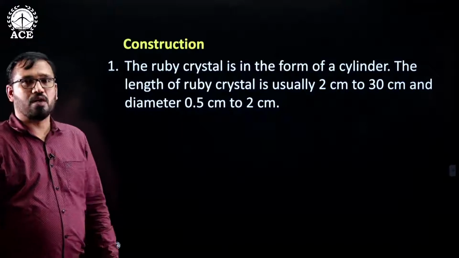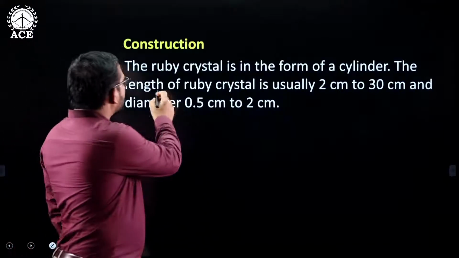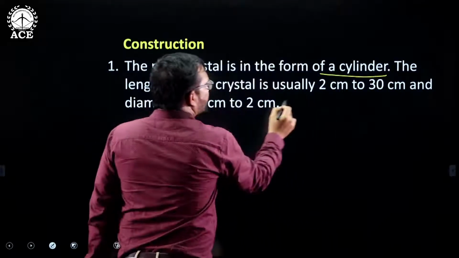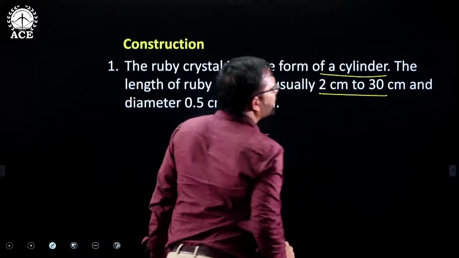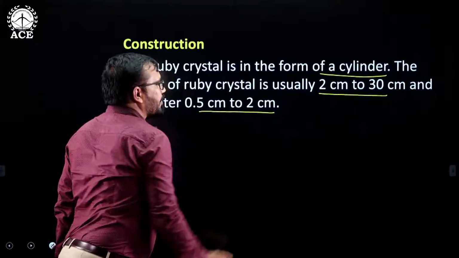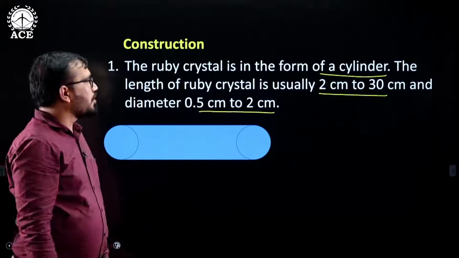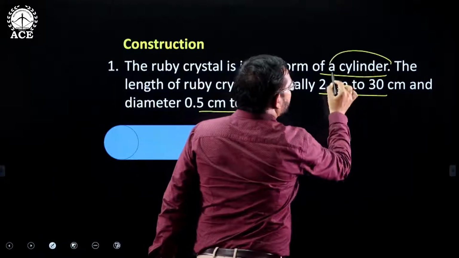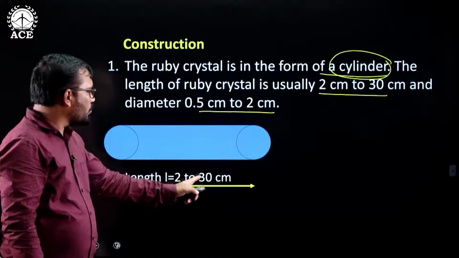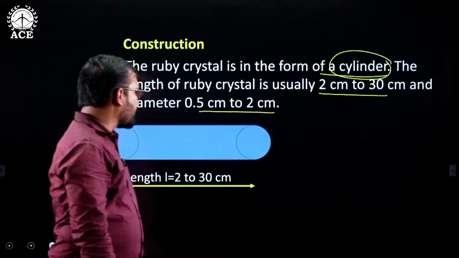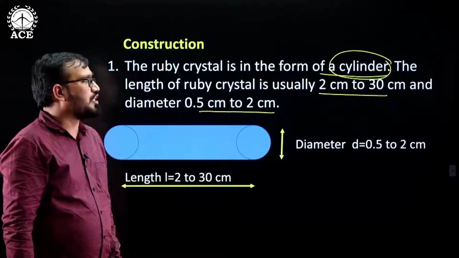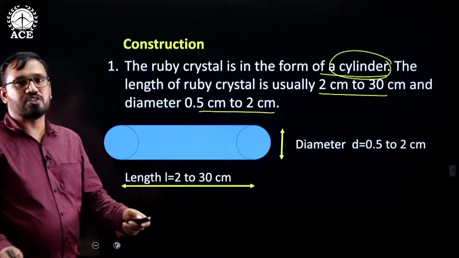Okay. Construction. See here, the ruby crystal is cylindrical in form. Which shape is it having? Cylindrical. It usually has a length of 2 centimeter to 30 centimeter, and the diameter is 0.5 centimeter to 2 centimeter. See here the diagram of the ruby laser. It is a cylinder. The length of this one is 2 to 30 centimeter. What is the diameter? This is the diameter: 0.5 to 2 centimeter.